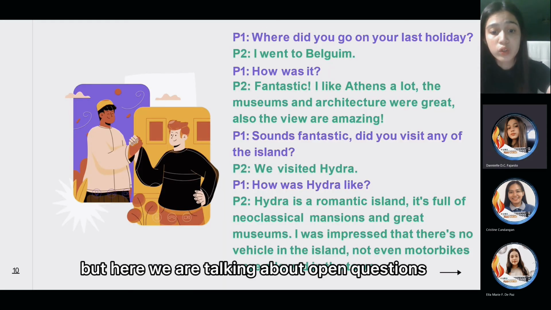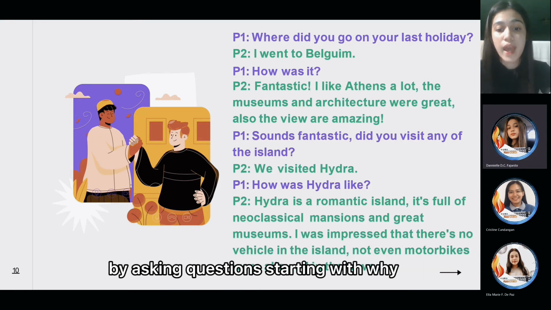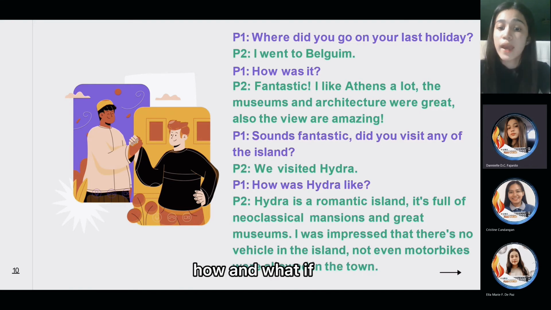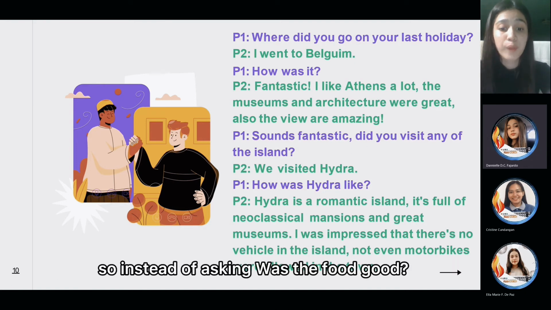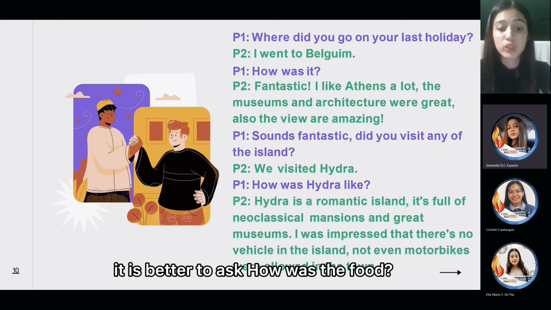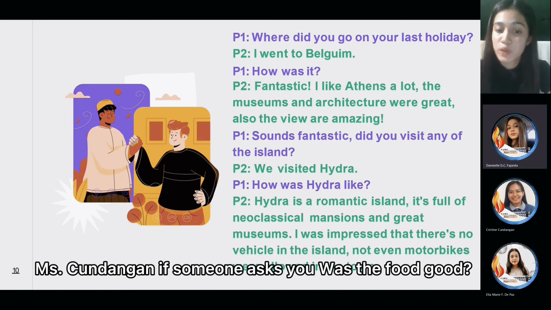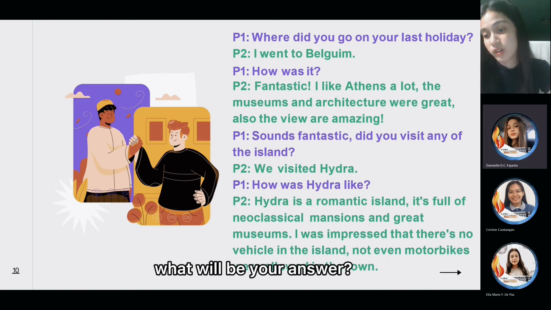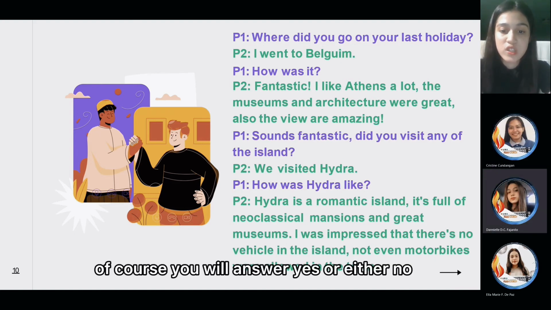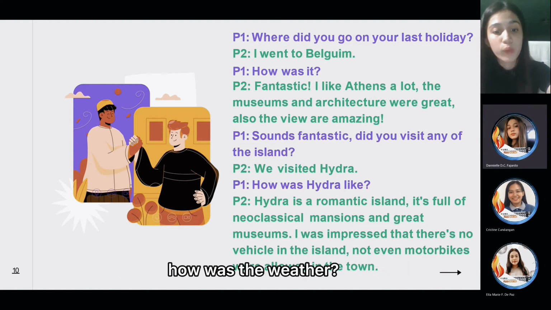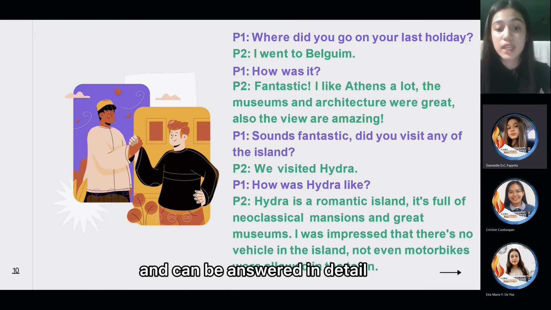But here we are talking about open questions. It prompts the beginning of a longer conversation by asking questions starting with why, how, and what if. I already discussed it in our first meeting, remember? So instead of asking was the food good, it is better to ask how was the food. Miss Kundangan, if someone asks you was the food good, what will be your answer? Yes, it tastes good. Po. Of course, you will answer yes or no. How was the weather? What were the people like? Again, open questions are broad and can be answered in detail.